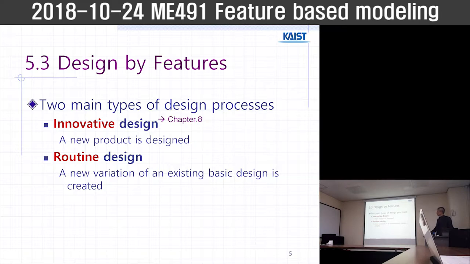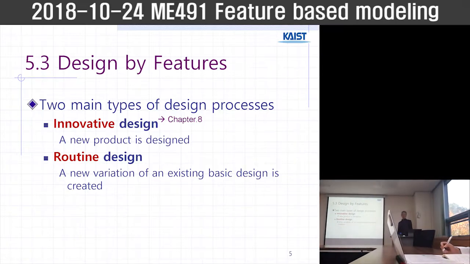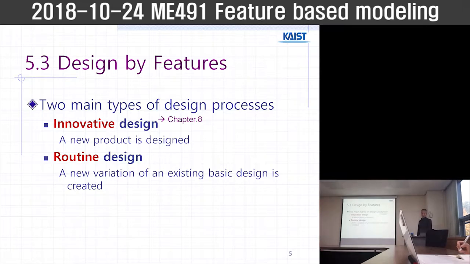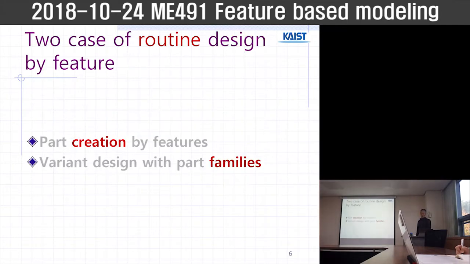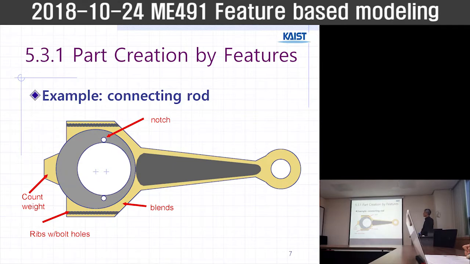Existing basic design, right? So variational design, you can say. Starting from an old design and then modify, change, right? And innovation will be covered more in chapter 8, so you'll see more on this. And routine design, the book covers first. Routine design is also covered by two cases. One is part creation, the other one is part family. Part creation is already covered many times. Yes, Ali also did. So connecting node is sketched here.